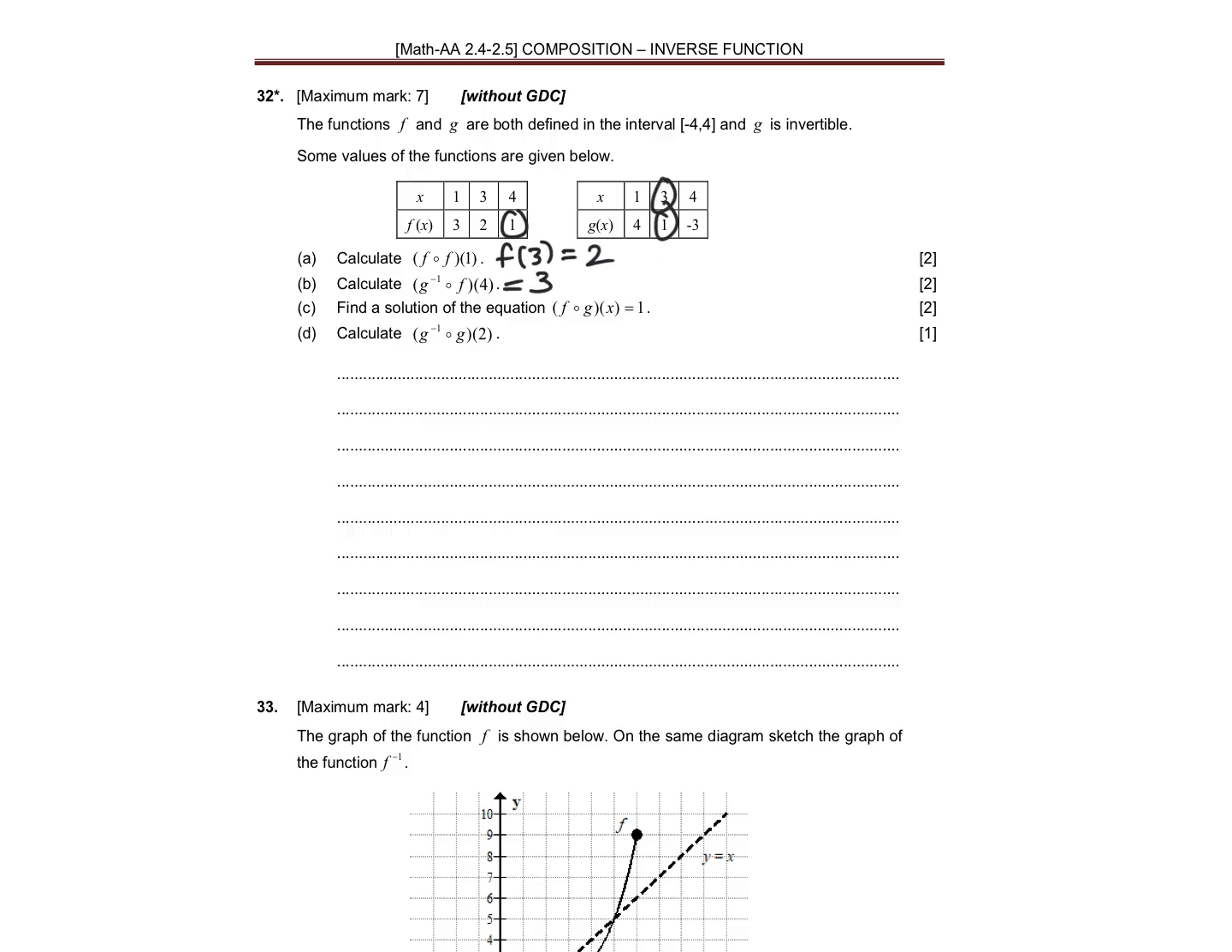Find a solution of the equation f of g at x equals 1. So for this one, C, we want to substitute g at x into f and get 1. So basically we want, when is f 1? Well, that's f at 4 is 1. Okay? So we want g at x to be 4. So that's going to be at 1. X has to be 1 here. Okay? Because g at 1 is 4. Okay, so for D, we want g inverse of g at 2. So those are undoing each other, so the answer is just 2.